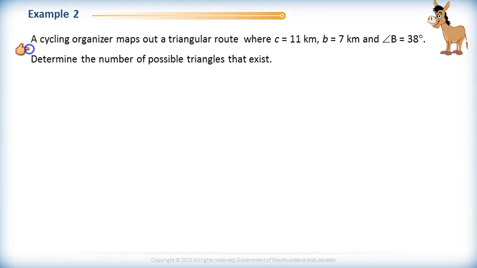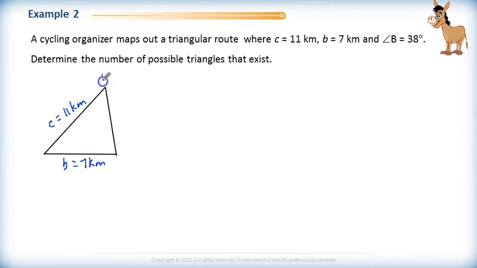Example 2. A cycling organizer maps out a triangular route where lowercase c is 11 kilometers, lowercase b is 7 kilometers, and angle B is 38 degrees. Determine the number of possible triangles that exist. So because I don't know what the triangle looks like, I'll begin with just drawing two sides. C is 11 kilometers, that's my longer side. B is 7 kilometers. Now, if lowercase b is down here, that means angle B must be up here. So angle B is 38 degrees.